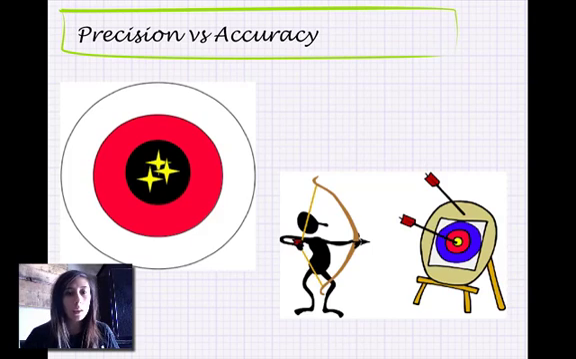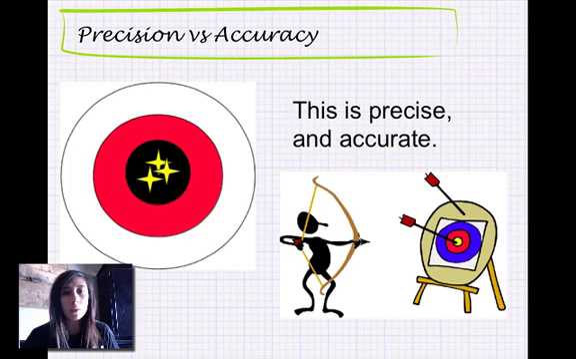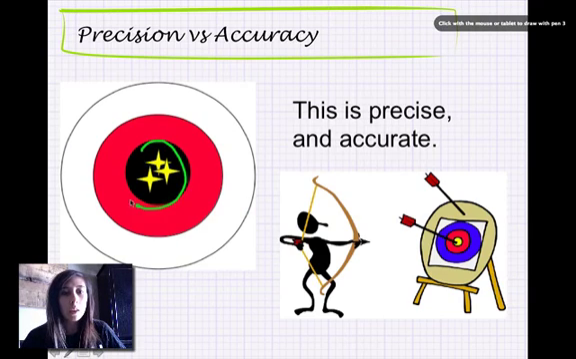And lastly, we are very accurate and very precise here because this particular shooter hit all in the same spot, and accurately, because the true value of what we really want is that bullseye. So this person is very accurate as well as very precise.